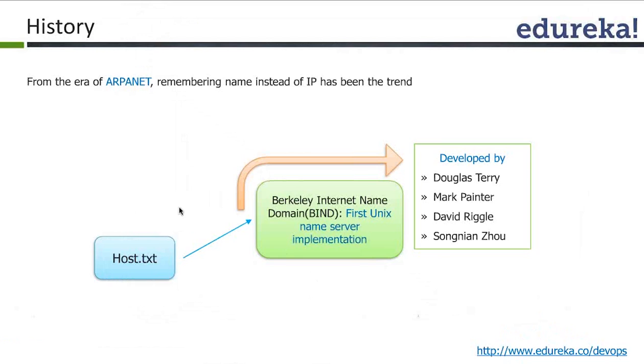In IPv4, we can have at least around 4+ billion IP addresses. If you want your machine to talk to all 4 billion IP addresses, you need a text file containing 4 billion lines, which is impractical. That's how DNS evolved as a hierarchical mode of maintenance, so that you only maintain what is yours and do not worry about other people. It was developed by these people: Douglas, Terry, Painter, and David, and Samyanzo.